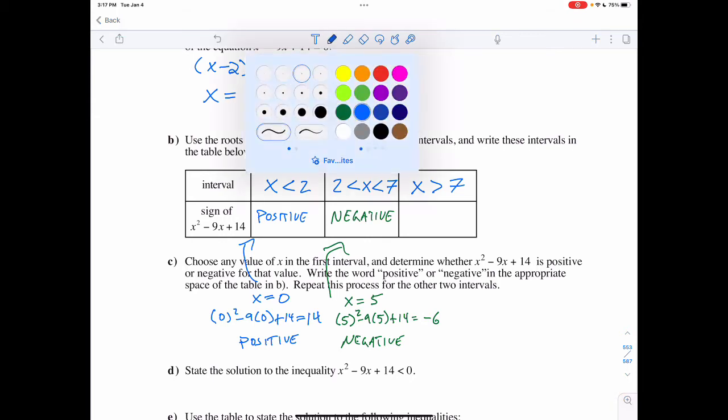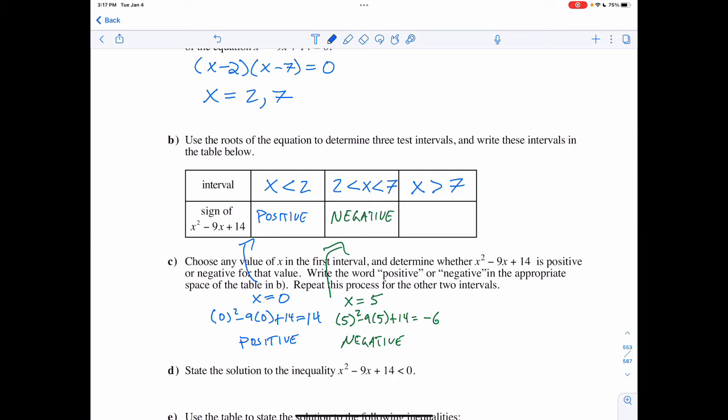And finally, for my last region, I need a number that's greater than 7. So I'm going to use a nice round number. I'm going to use 10. And if I take 10 squared minus 9 times 10 plus 14, I put all this in my calculator and I get 24, which once again is a positive number.